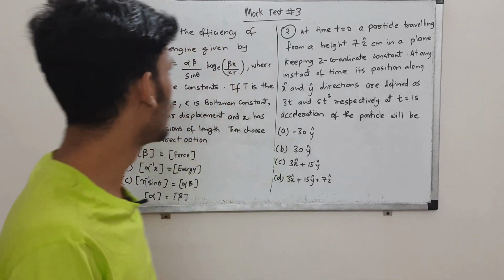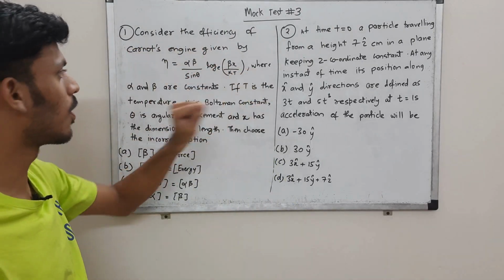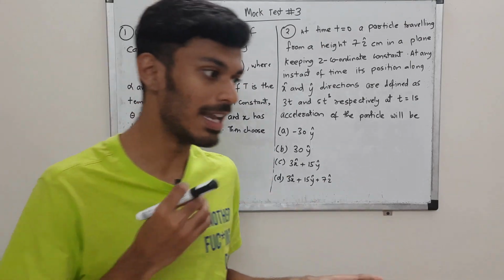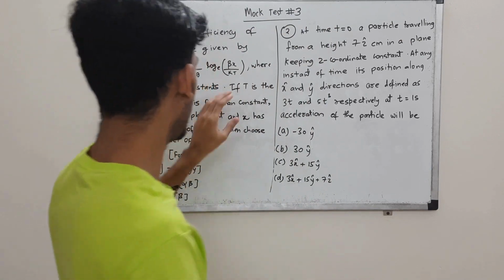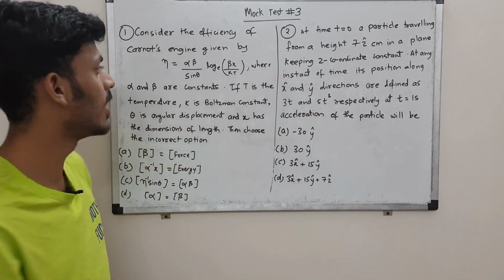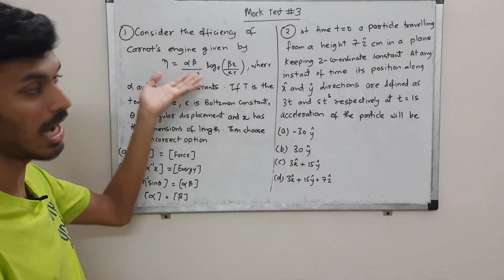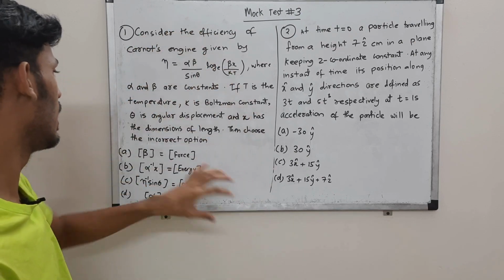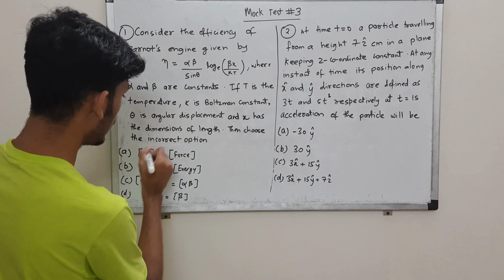Question 1 and 2 over here. In question 1 we are given the efficiency of a Carnot engine by this formula. We are told that alpha and beta are constants. Mind you, they are dimensional constants, which means they will have some dimensions. Then later we are told that the letters have their usual meaning. T is for temperature, K is for Boltzmann constant, theta is for angular displacement, and X has the same dimensions as that of length. Then here you are supposed to choose the incorrect option.